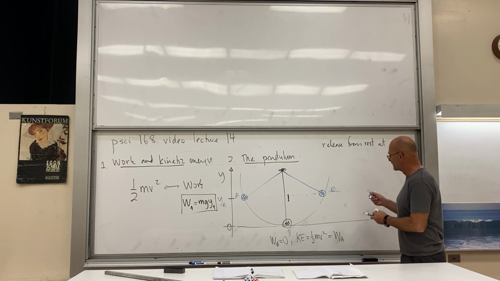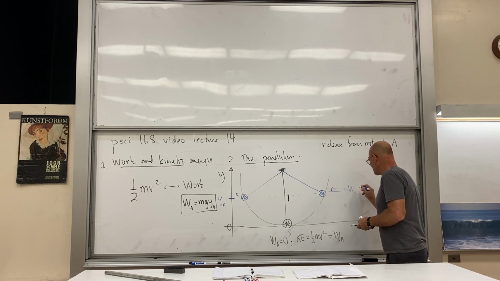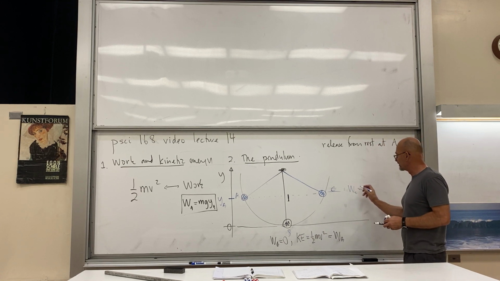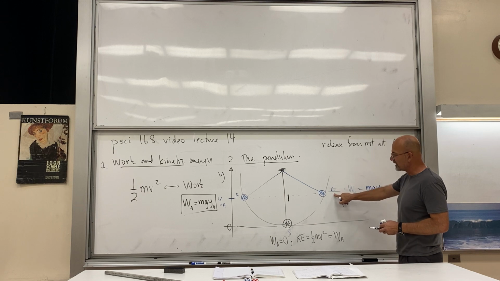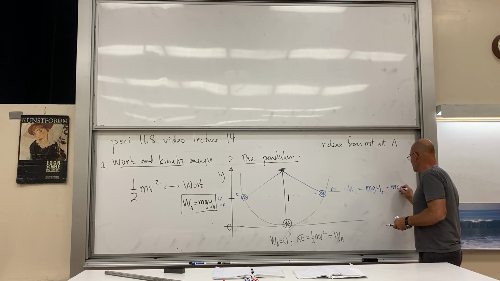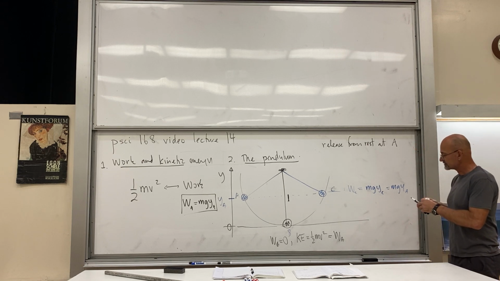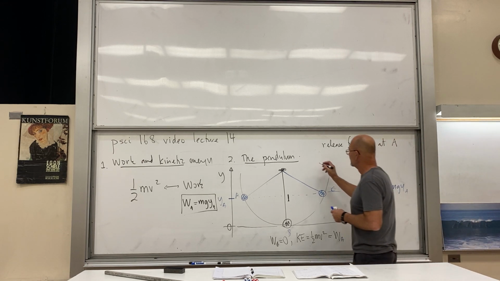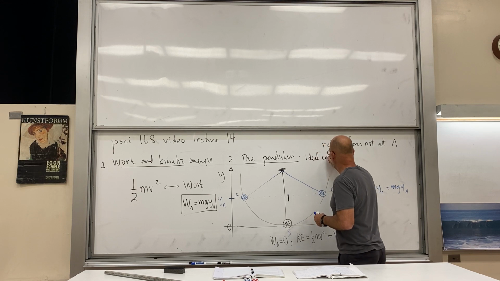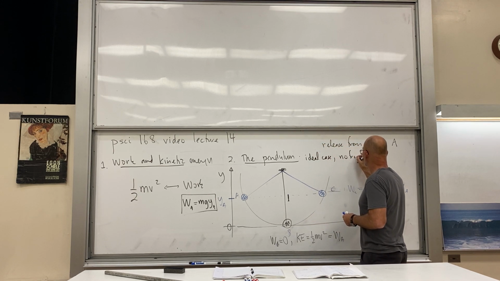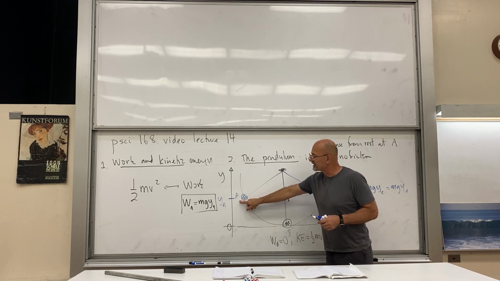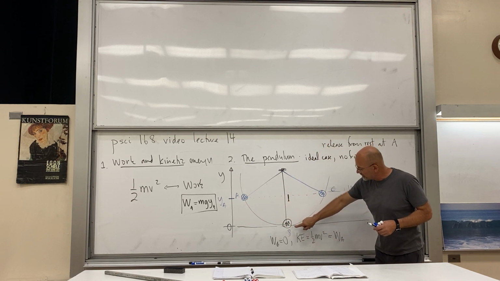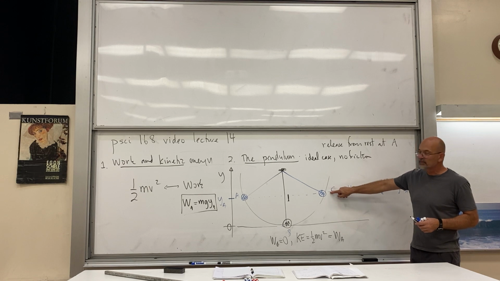So up at C, W sub C, or we can also call it potential energy, is equal to mg y sub C, which is equal to mg y sub A. So in the ideal case, let's make sure we write here, it's the ideal case, no friction. In the ideal case, this thing just swings back and forth. You have work or potential energy, it swings down, turns into kinetic energy, goes back up into work, potential energy.